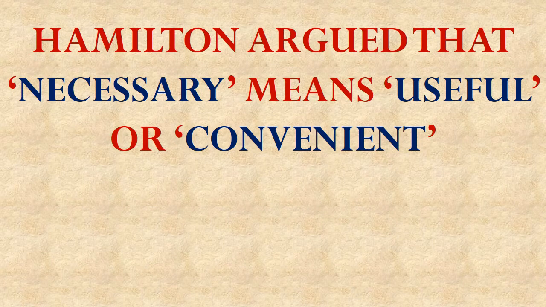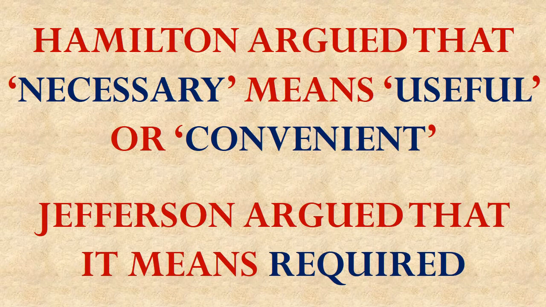Hamilton argued that the word necessary means useful. So if having a bank was merely useful for the national government to carry out some of its other powers, such as collecting taxes, then that'd be good enough. While Thomas Jefferson argued that what it really means is that the power is required, that you have to have a bank in order to do this other thing.